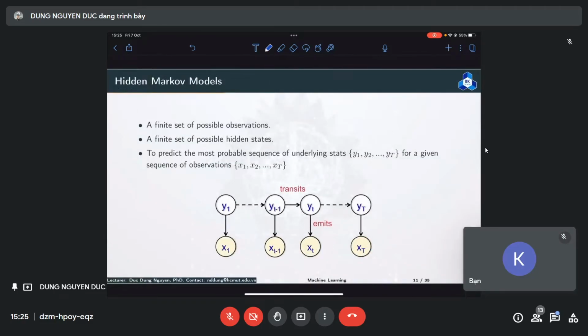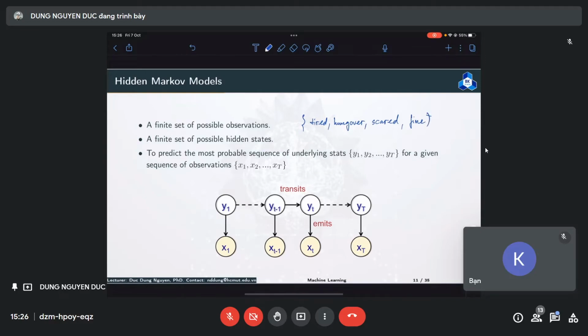And here is a formal definition of hidden Markov models. What you need in a hidden Markov model is a finite set of possible observations. Okay, a finite set of observations. Given that, if you map it into our setting, we have tired, hungover, or scared, and fine.